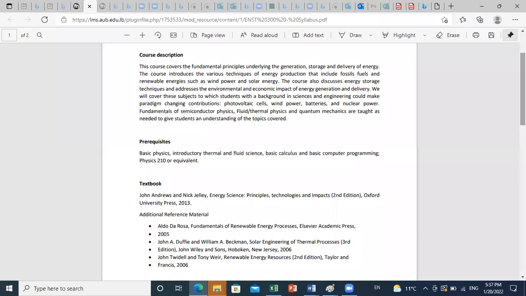So we will focus mainly on renewable energy in the second part of this course. In the first part, we'll study the science of energy, the physics of energy. We'll do some review of thermodynamics, heat transfer, fluid mechanics. So if you want, this course will be like a summary of all what you know before.